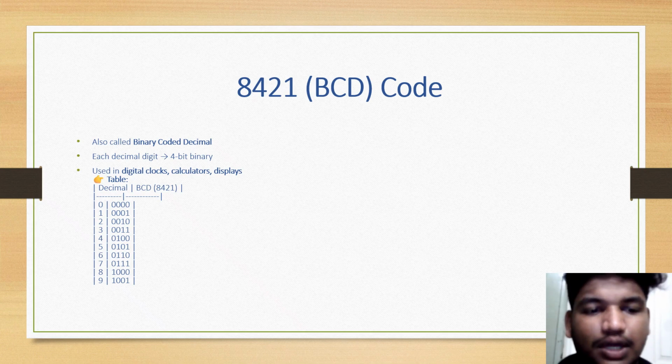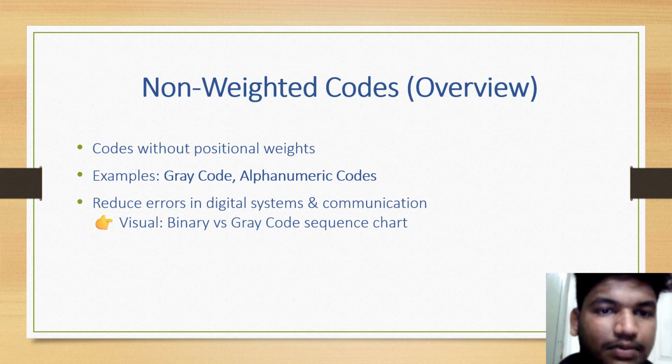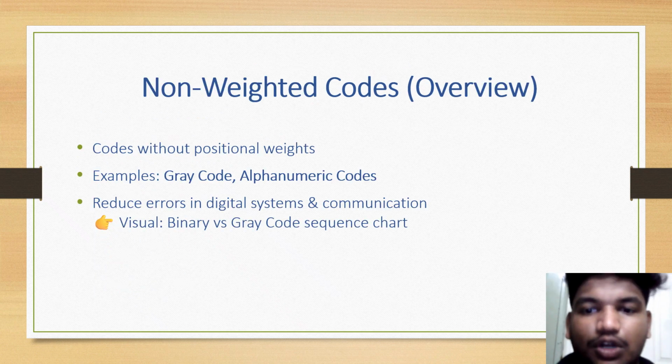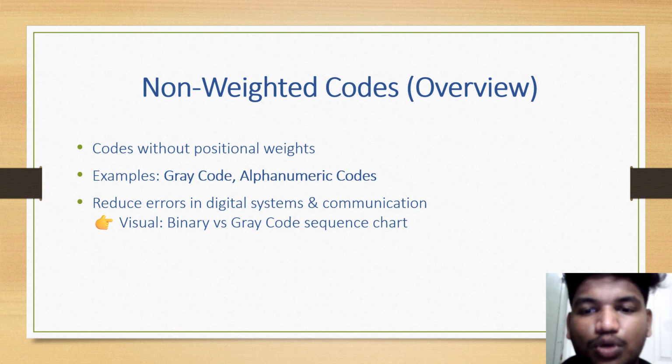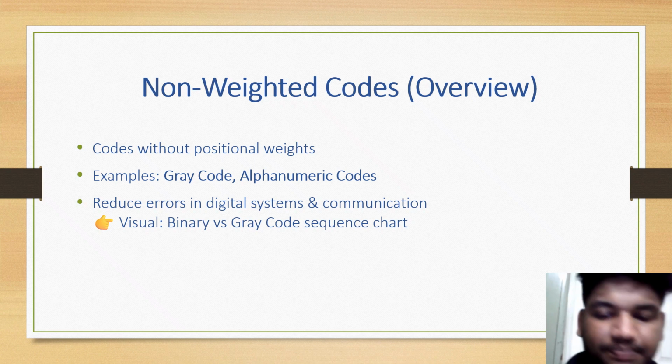Now we will go to the non-weighted codes. These are the non-weighted codes. Non-weighted codes are Gray code, alphanumeric code, etc. Many non-weighted codes are present. First, we give more preference to the Gray code.